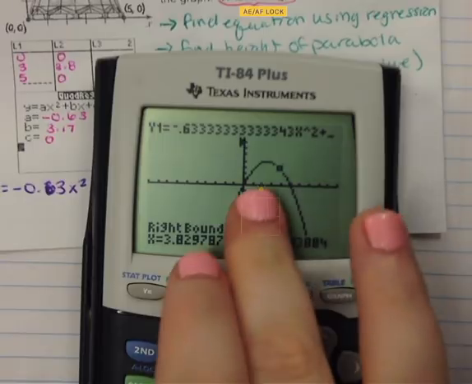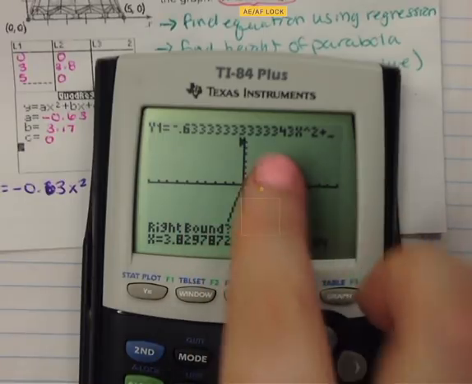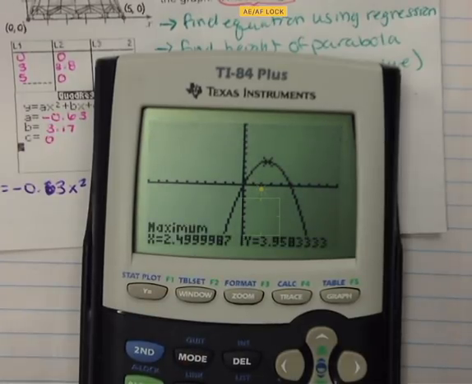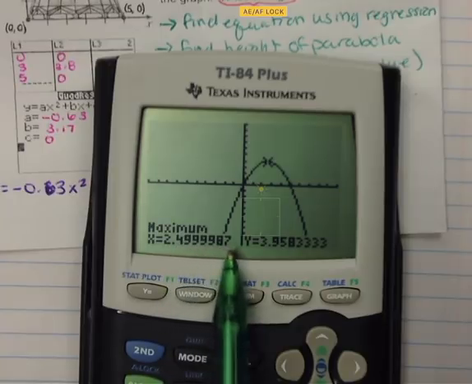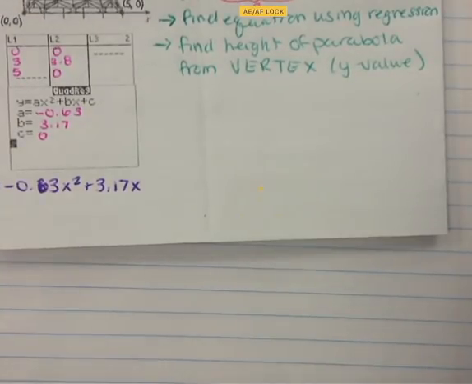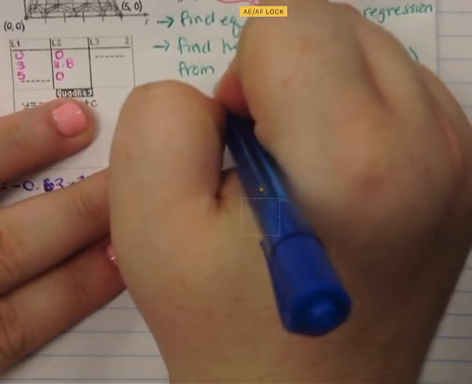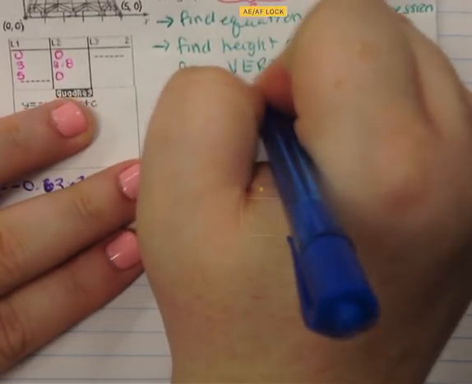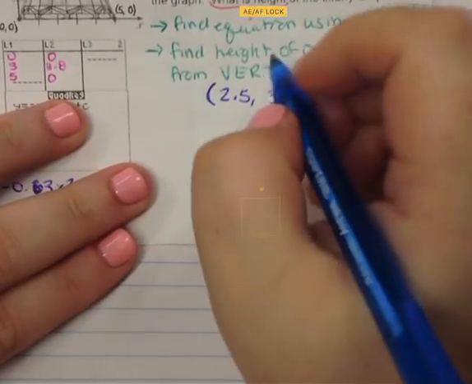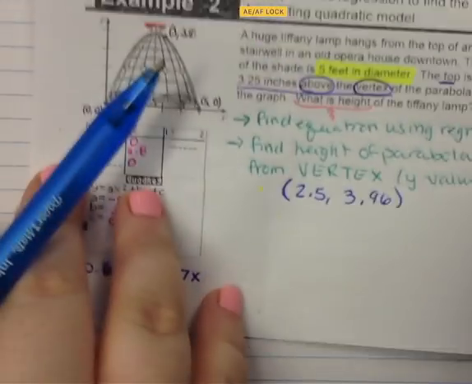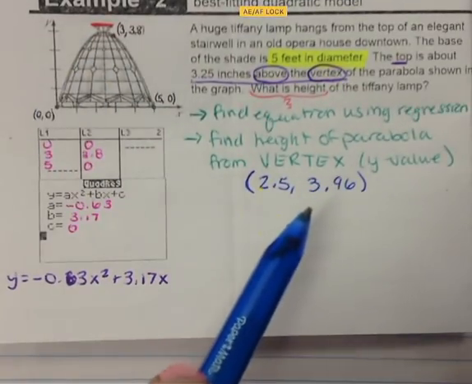My cursor is on the right hand side of the vertex. I don't have to make it go too far. It is on the right, so I press enter. I don't want to guess, so I just press enter. This is our vertex. So we have 2.5, comma, 3 and 96 hundredths. So that's our vertex. So I'm going to write that down. The vertex is at 2.5, comma, 3 and 96 hundredths. So we now have the y value of our vertex, which is 3 and 96 hundredths.